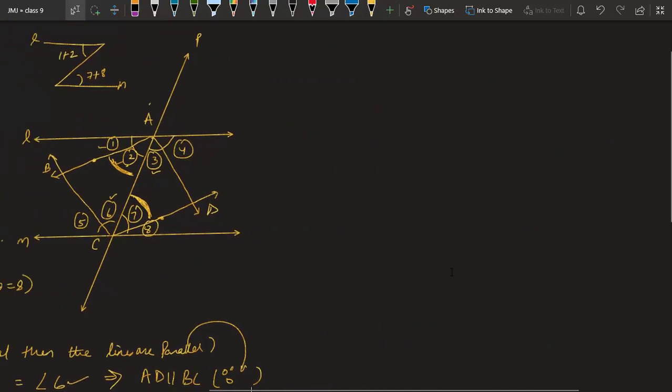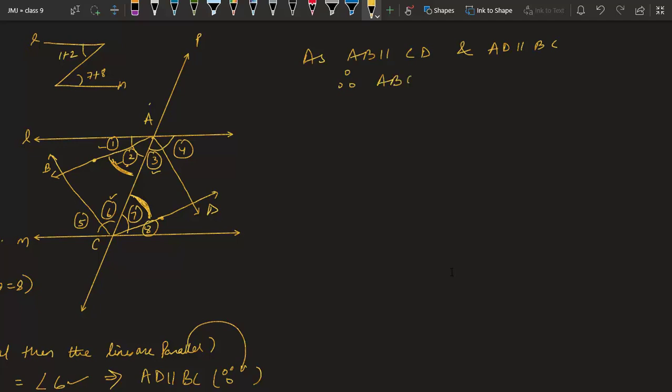So we can say as AB is parallel to CD and AD parallel to BC, therefore ABCD is a parallelogram. So we have done the first stage of this question. Second stage, we have to prove anyhow that one angle of this parallelogram is 90 degrees.